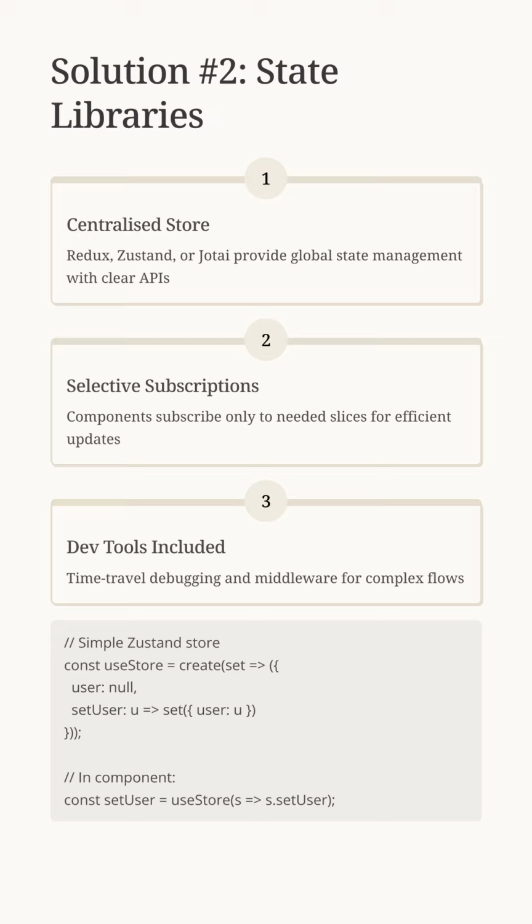Second, for larger apps, state libraries like Redux, Zustand, or Jotai are powerful choices. They give you a centralized store, meaning all state lives in one predictable place. Components can subscribe only to the parts they need, improving performance. And libraries like Redux come with developer tools for debugging, like time travel debugging, or middleware for logging.